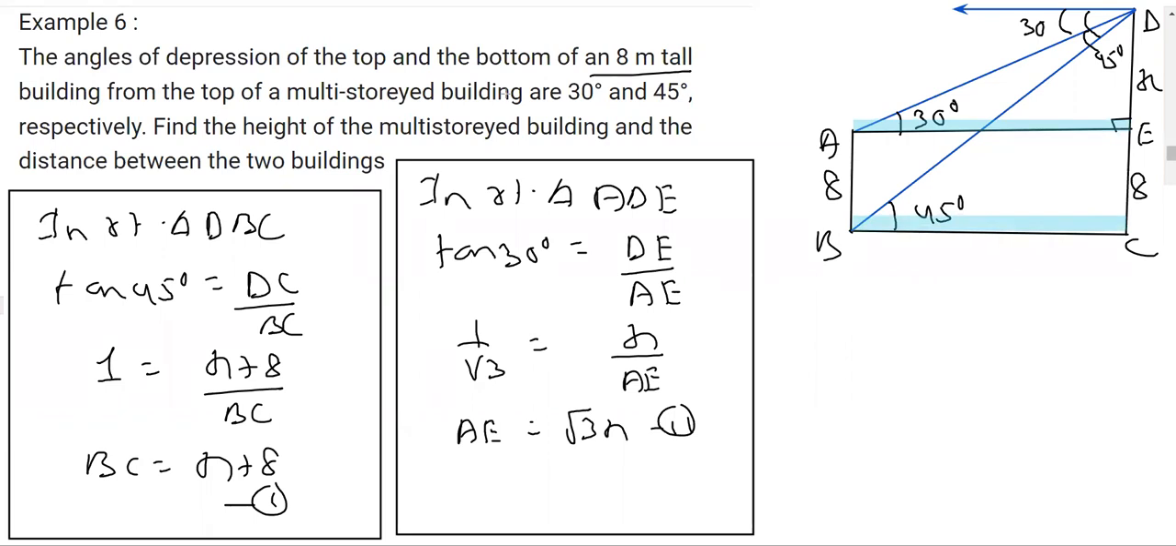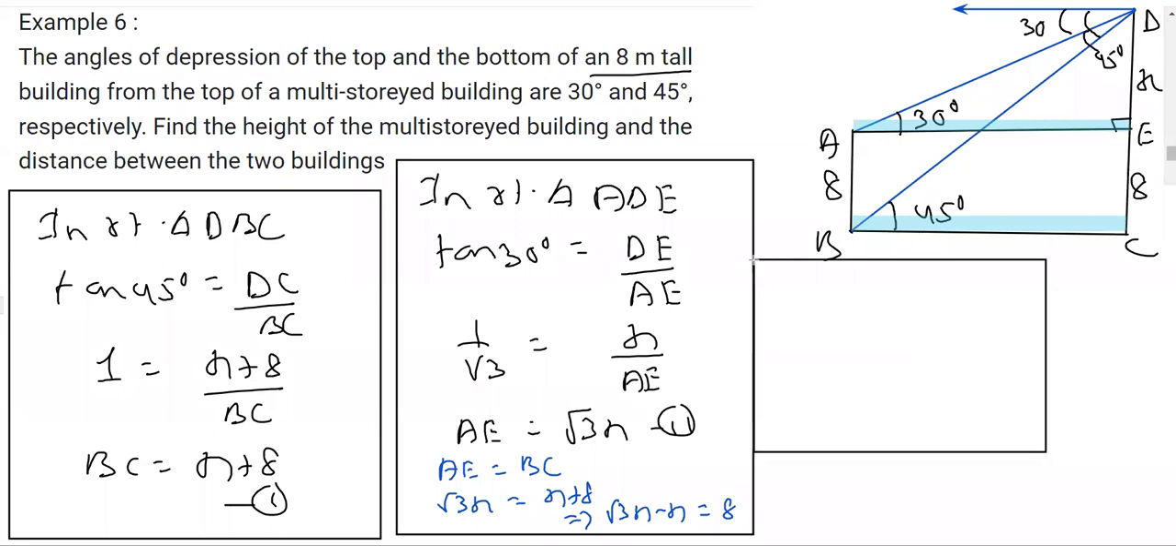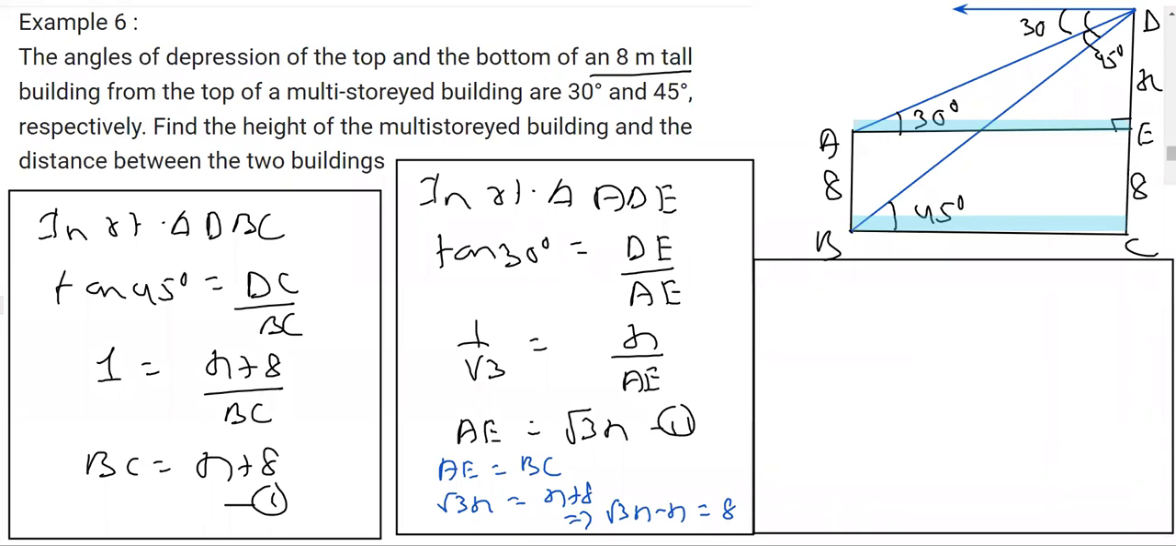So we can equate these two. Since AE is equal to BC, AE is root 3 X, and BC is X plus 8. Now, if I transpose X to the left, we get root 3 X minus X is equal to 8. Now I'm solving the latter part in another box.